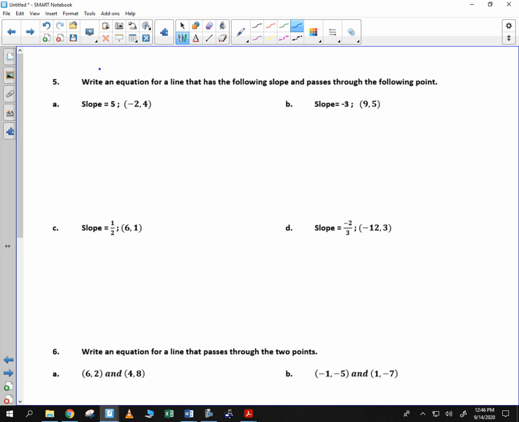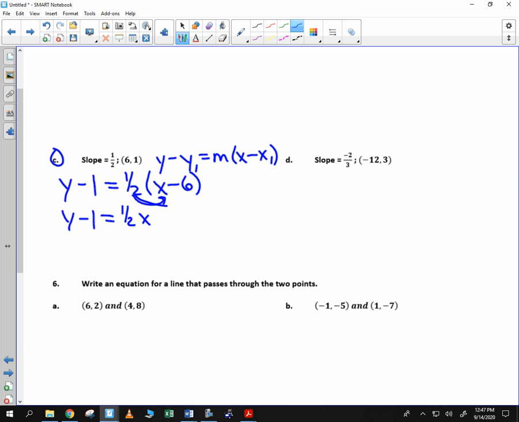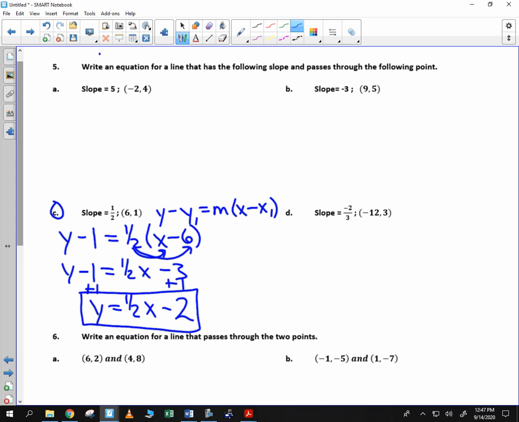You can see these examples for writing an equation for a line that has the following slope and passes through the point. We're not going to do all of these together, but I would like to do a couple. We're going to do letter C. Again, y minus y1 is equal to m times x minus x1. So it's y minus 1 is our y value, equals your slope is 1/2 times x minus 6. So y minus 1 equals, if you distribute that 1/2, you get 1/2 x. Distribute that 1/2, you get minus 3. Add the 1 to both sides. Y equals 1/2 x minus 2. And that's the way it will go for those type of examples.